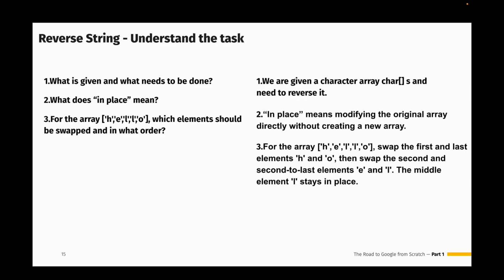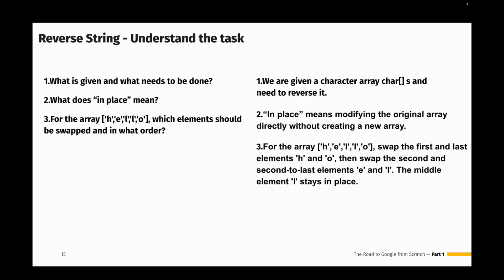So, what is given and what needs to be done? We are given an array of characters and we need to reverse it, which means that our method should take as an argument an array of characters. What does in place mean? In place means modifying the original array directly without creating a new array. And this also means that we will need to return the array which was the parameter, because in Java we send not by value but by address.